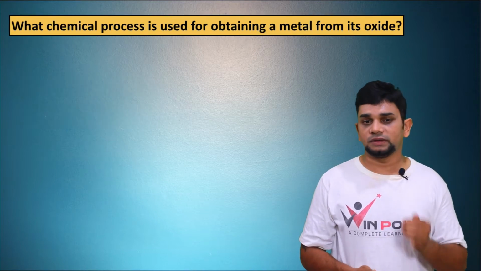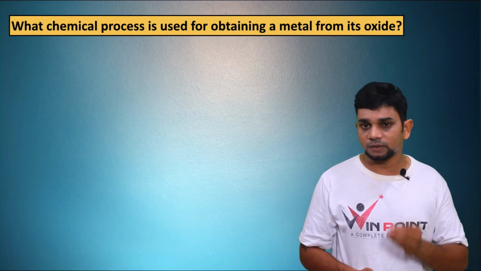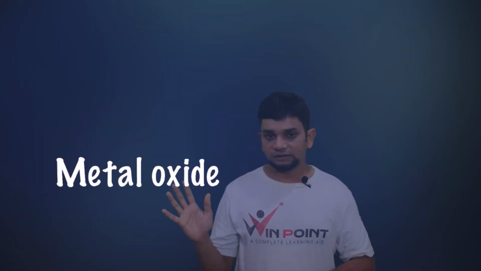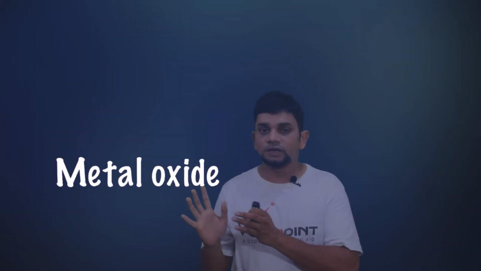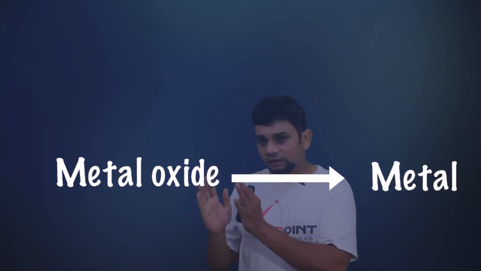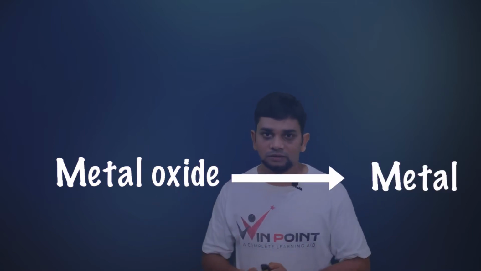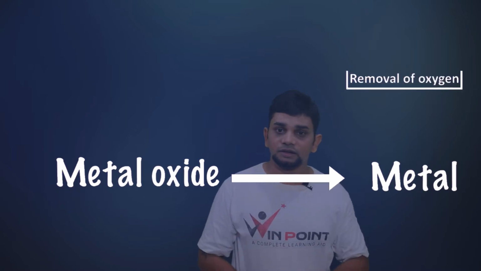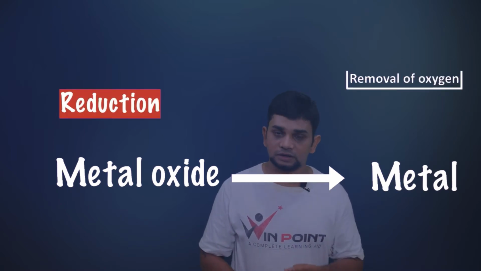What chemical process is used for obtaining a metal from its oxide? Here there is a metal oxide. From this metal oxide, we need to get metal. Metal oxide gives metal. We are removing oxygen from this metal oxide. Removal of oxygen is reduction. It is removal of oxygen, the process is reduction. So we can write the answer.